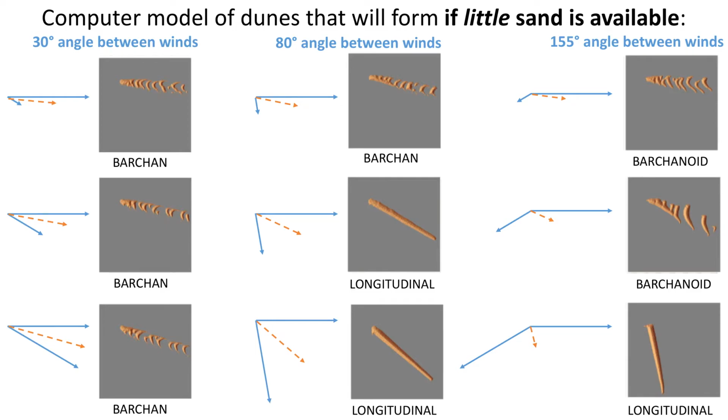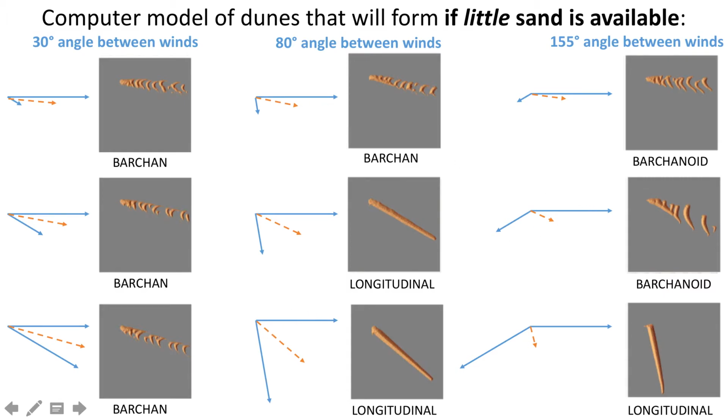what happens if we only had a little bit of sand available? Well, now we get Barkhan dunes for the 30-degree angle. We get Barkhan dunes or Barkhanoid dunes, so kind of curvy, but maybe starting to elongate into longitudinal for the larger angles for one of those wind speeds dominating.